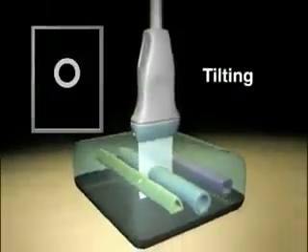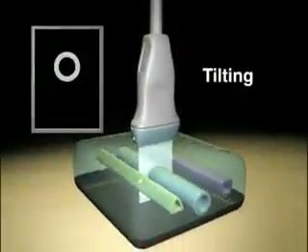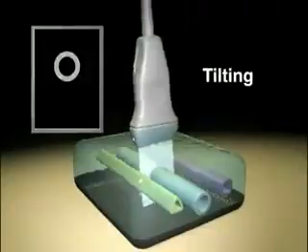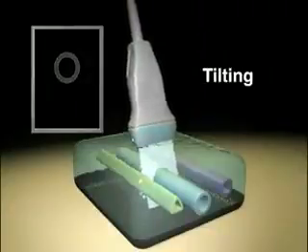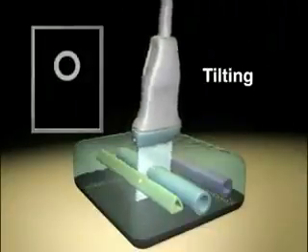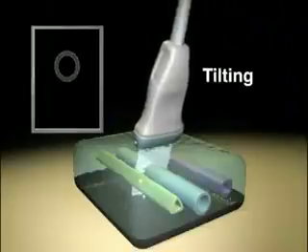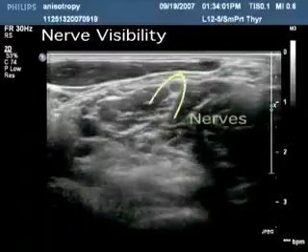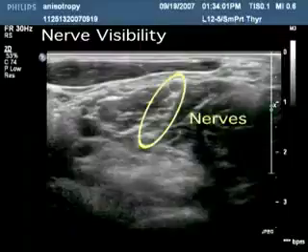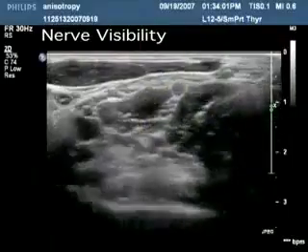Tilting allows us to scan along the course of a structure through a narrow acoustic window. In nerve imaging, it is critical to optimize transducer tilt to properly visualize nerve fascicles. Nerves are seen best when the scan plane is orthogonal to the course of the nerve.